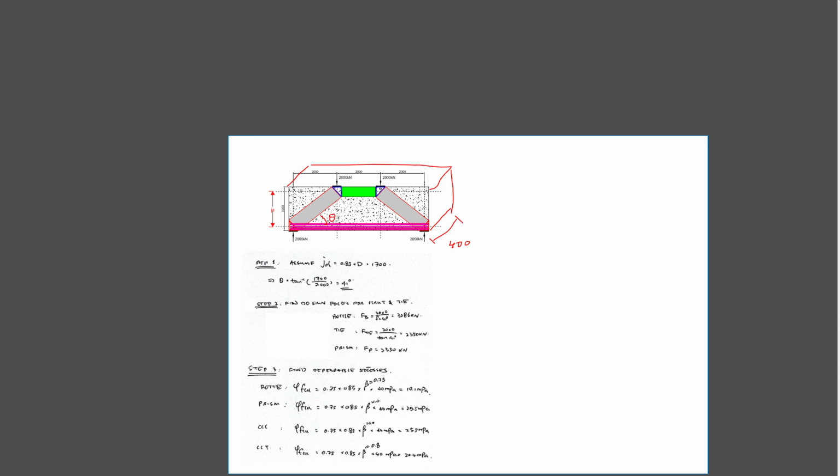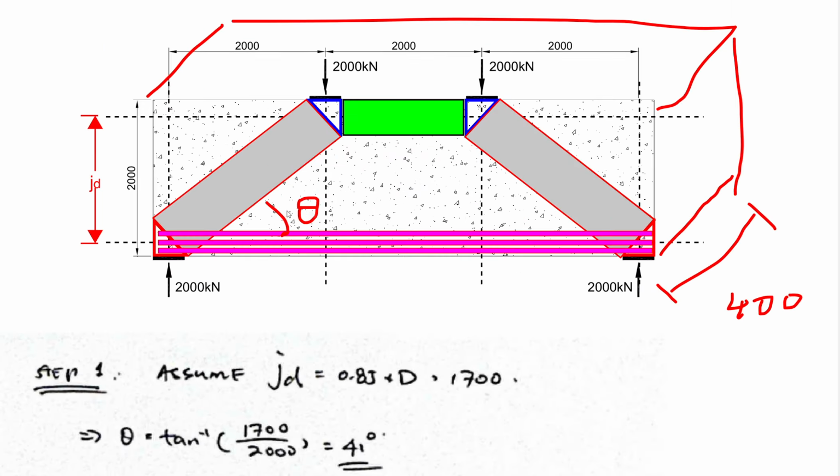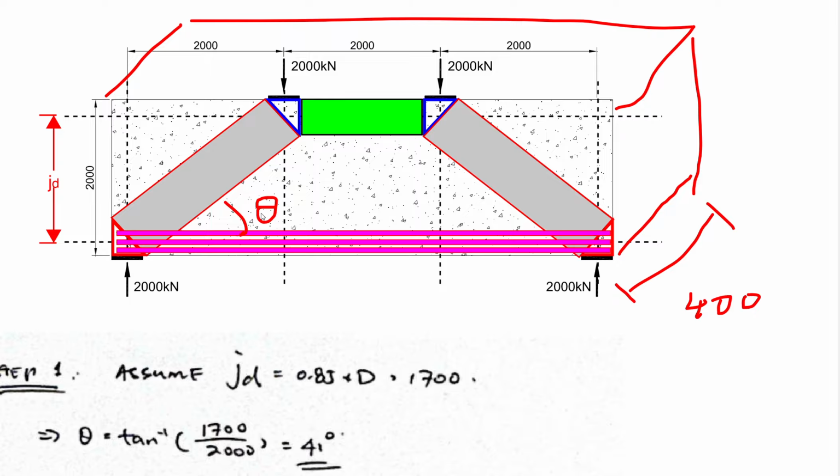So let's have a look at the detailed calculation here. I've laid out the calculation steps from step 1 to step 6. Step 1 is to assume a lever arm, jd, of 85% of the depth of the beam. That gives us 1.7 meters for the lever arm. Then we find the angle using trigonometry, which is 41 degrees. So this angle theta is 41 degrees, with jd assumed to be 85% of the depth.